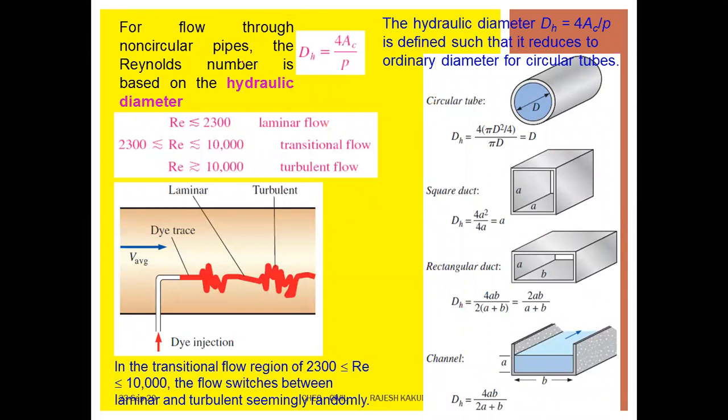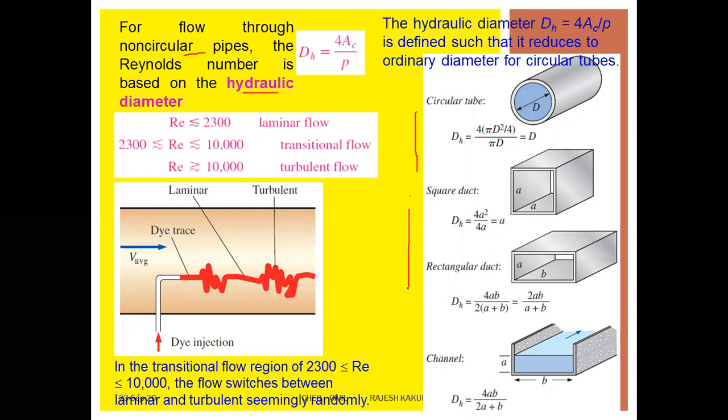Next, for flow through non-circular pipes, whenever the fluid is not flowing in a circular pipe, the Reynolds number is based upon the hydraulic diameter. The hydraulic diameters of various non-circular channels are shown here.